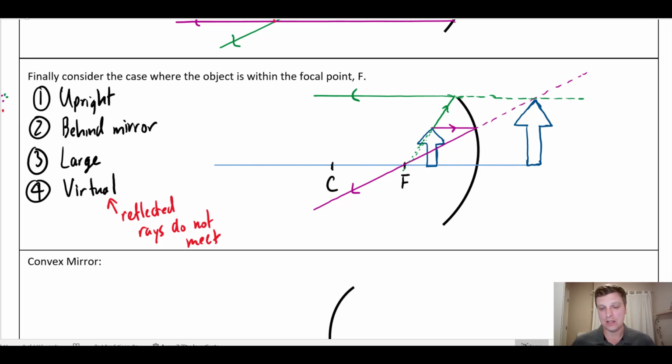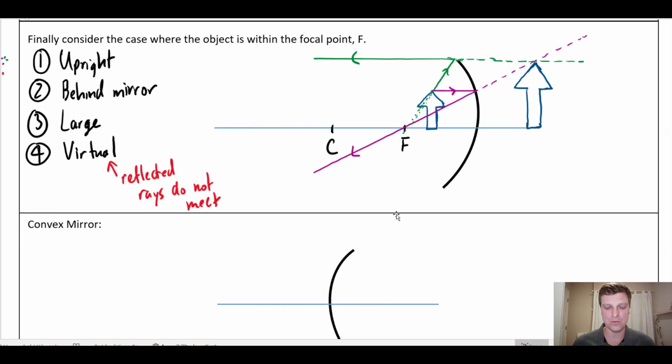You can still see it. It still works. The mirror still works, but you couldn't, for example, project that image onto a screen. There'd be nowhere you could put a screen and capture the image because you'd have to put the screen behind the mirror, and that's not how mirrors work.